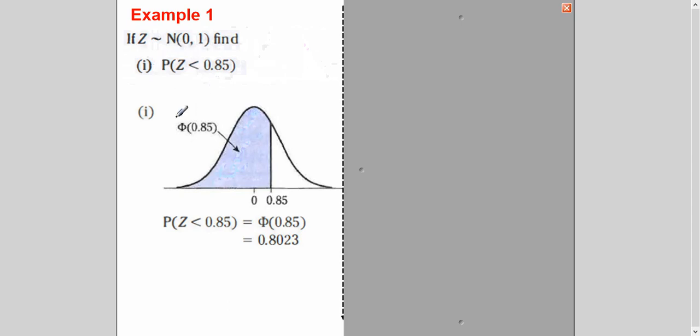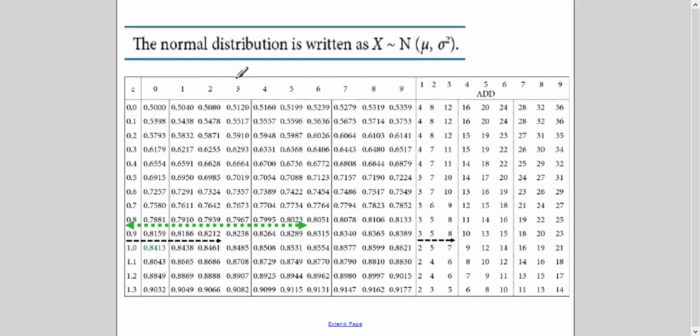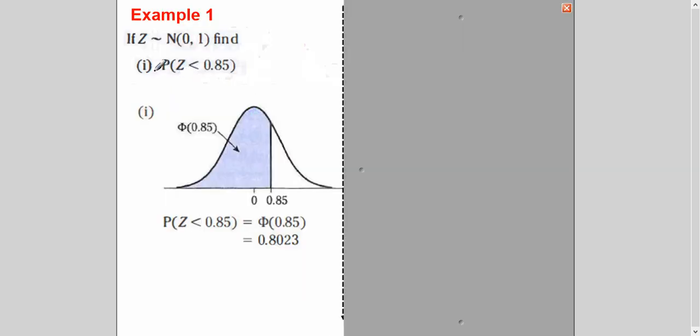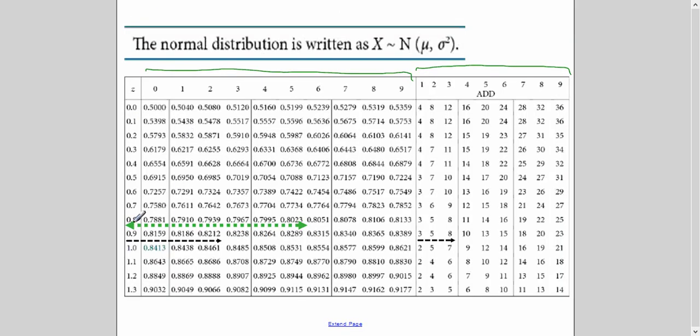This can be written like this, just another way of writing it. So from the table, I will read 0.85. This side gives you the first decimal place of z. From here till here, it is the second decimal place of z. And this is the third decimal place of z. This is the table given to you in the exam also. So to find the probability for z less than 0.85, you will go to 0.8 and then to 5, and you will read the value, which is 0.8023.